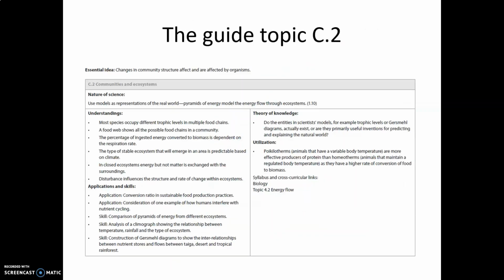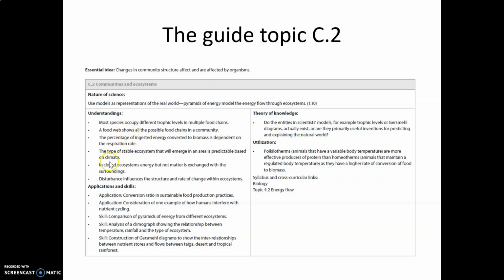If we then move on and take a look at the understandings and applications and skills for the next subtopic, which is C2, this is what it says. There are a few more details that we need to add in when we talk about food chains and food webs, and how energy flows in ecosystems. So you need to know a bit more about it. We have already talked a bit about it, but you need to know more.